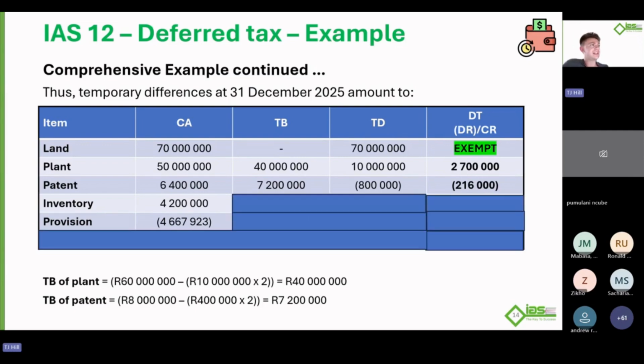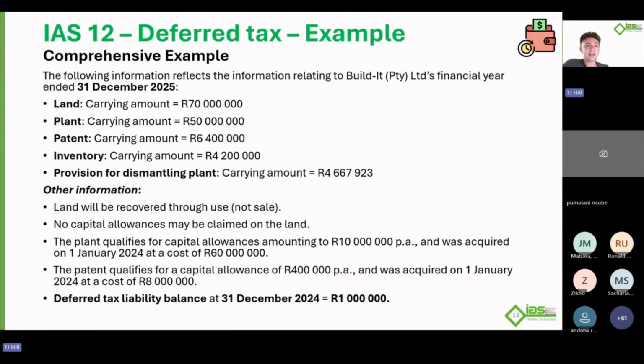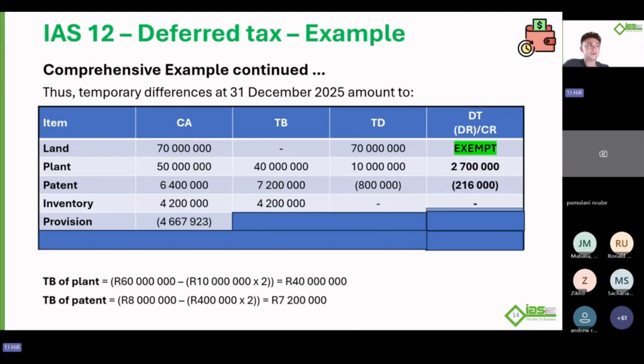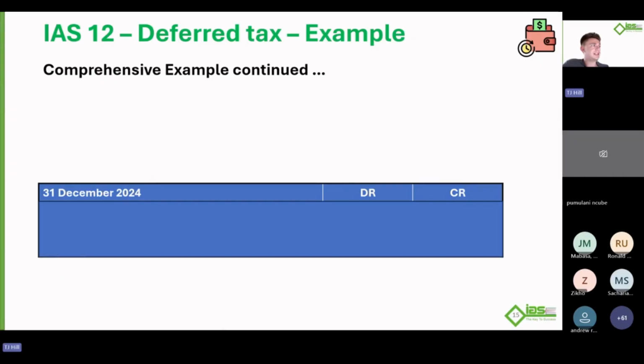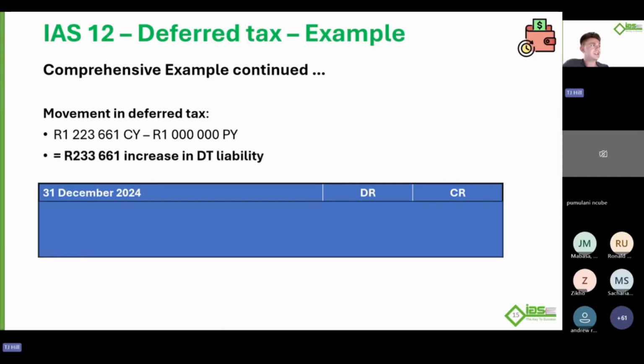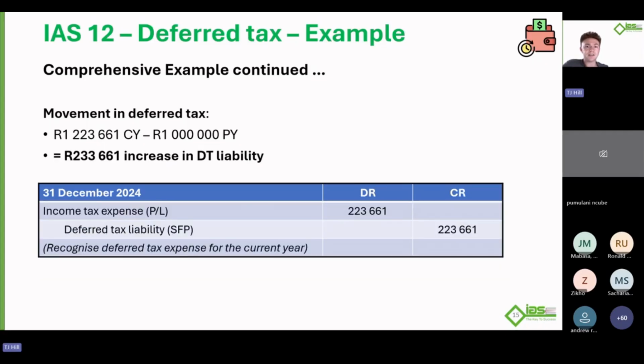And in the example, we said, listen, the DT liability opening balance was 1 million. I need to now take it to 1.2. So I need to get the movement to see, okay, I need to increase it from 1 million to 1.2. So I will pass a journal that does that. Do you see that?